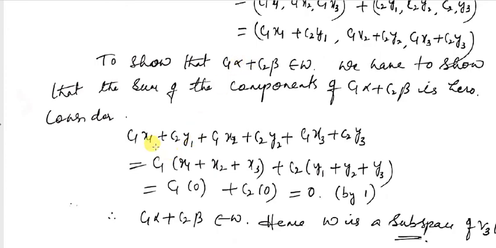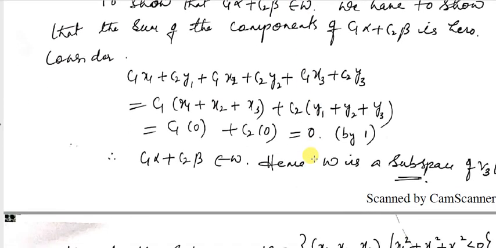That is C1x1 plus C2y1 plus C1x2 plus C2y2 plus C1x3 plus C2y3. Here I'll use simple algebra. I'll just group the like terms. Grouping all the like terms, we get C1 times (x1 plus x2 plus x3) plus C2 times (y1 plus y2 plus y3). As we know, the sum of the components is 0, so this is C1 times 0 plus C2 times 0, hence 0. Therefore C1 alpha plus C2 beta belongs to W. Hence, W is a subspace of V3R.